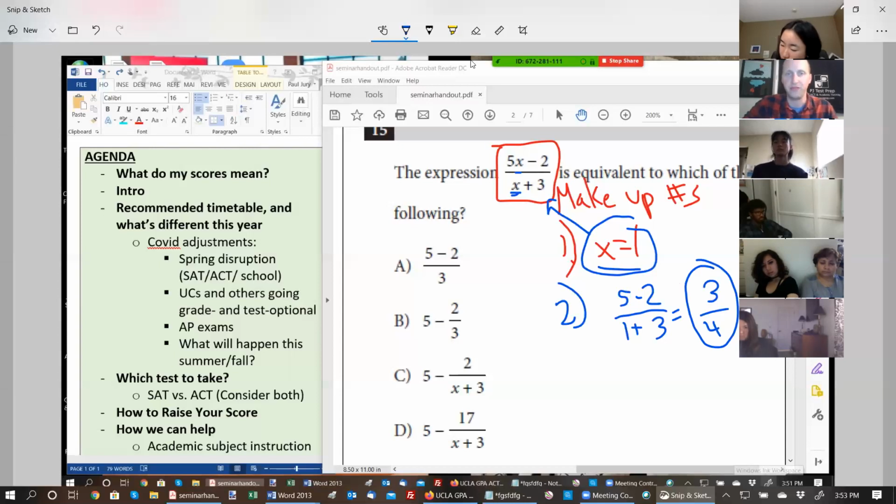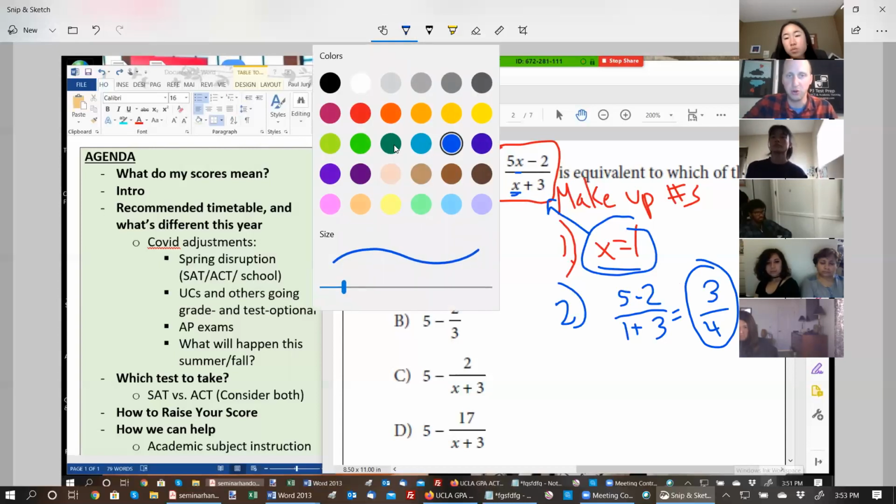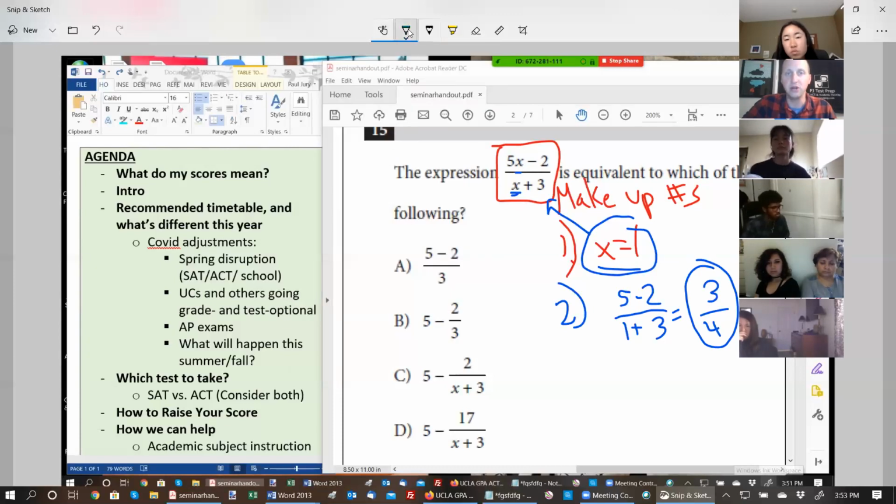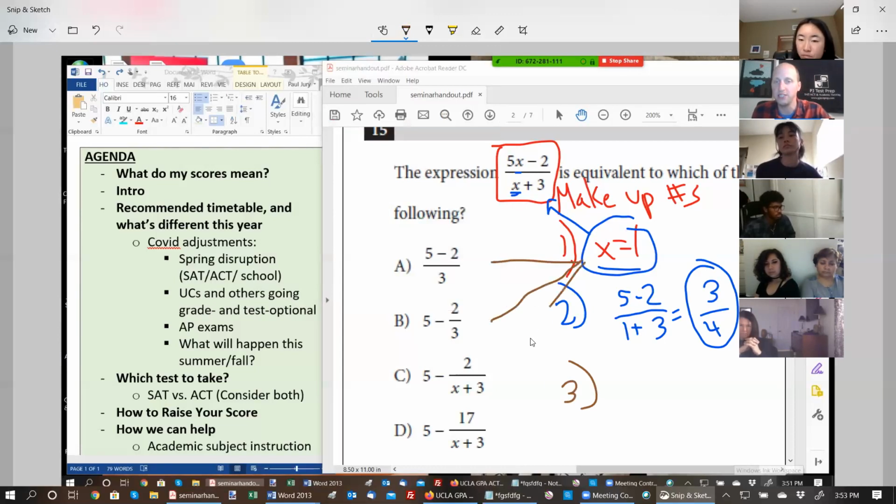Okay, that is step 2. That is all I have to do before I get to step 3, the final payoff step. All you do now, guys, is you take x as 1 and you plug it into your answer choices, and whichever one comes out to be 3/4 is your answer. So let's try that and see what happens.